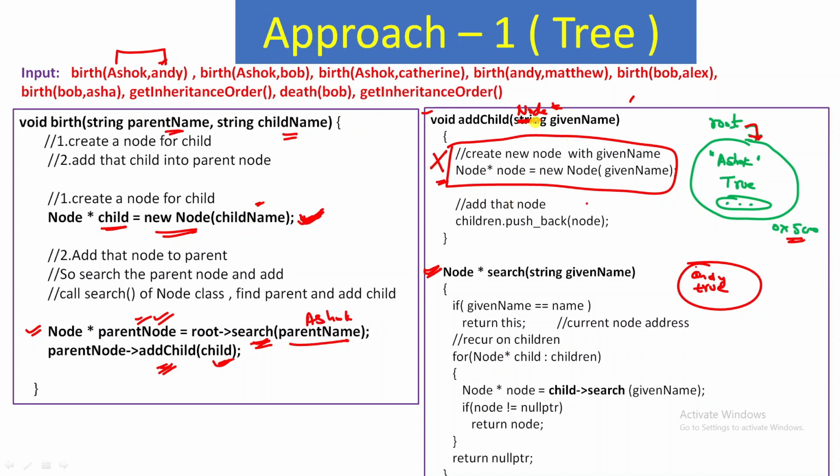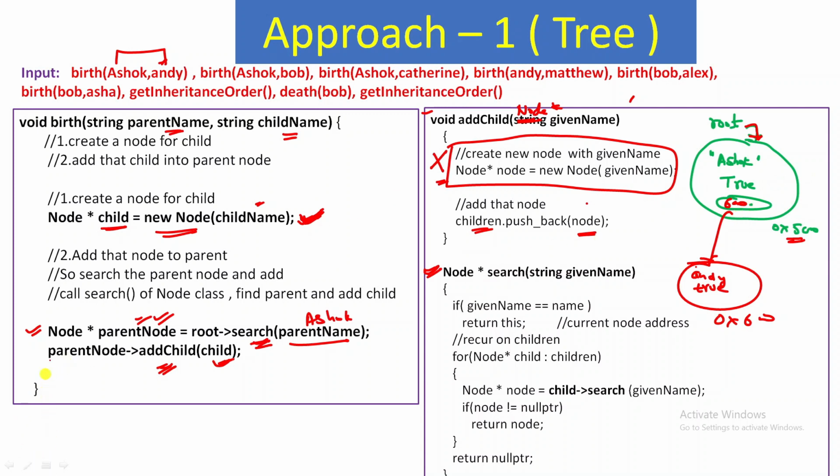So here I have got the node star, that is child node star. I am adding that node star, that is basically ND star, the address of the ND, in the children vector. Let's say it is 0x600, so 600 will be added. This way the pointer will be added in the children vector of this parent node, Ashok node. And then we will be returning.